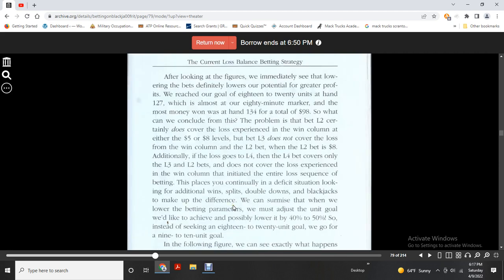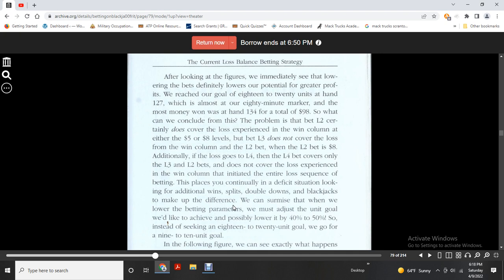After looking at the figures, we immediately see that with the lower betting, there is definitely lower potential. Greater proof that we reach our goal of 18 to 20 units is handed to 127, which is almost over at our 80-minute marker. The most money won in a hand is 134, with a total of $98.